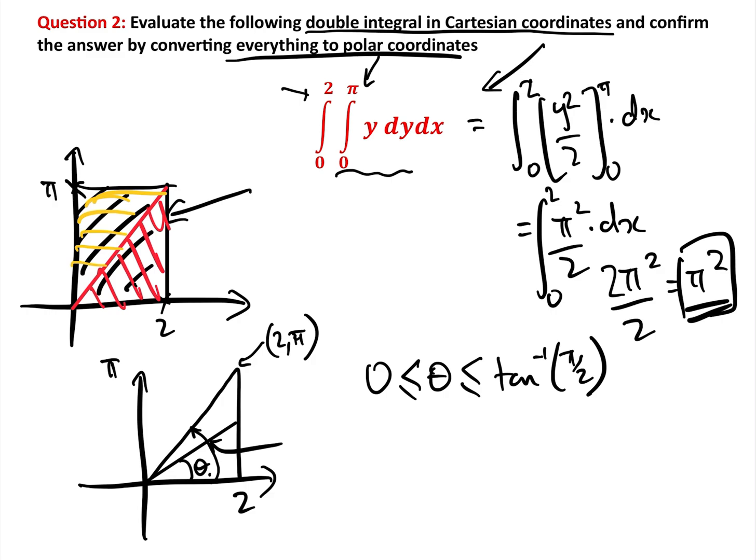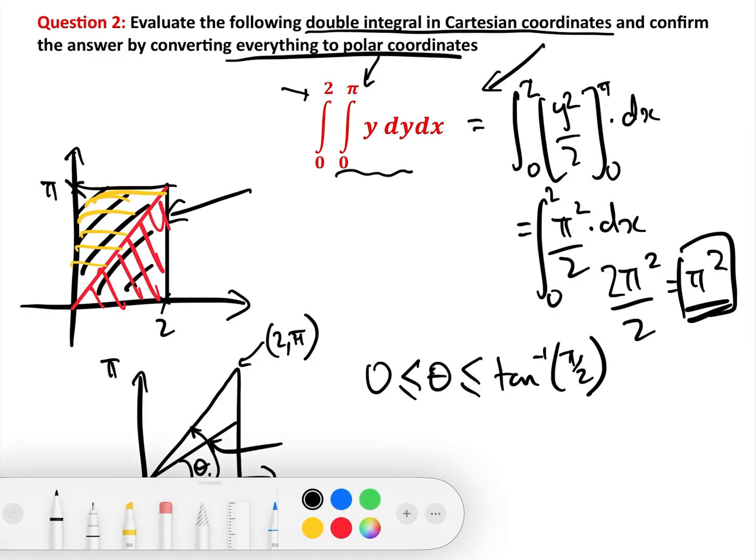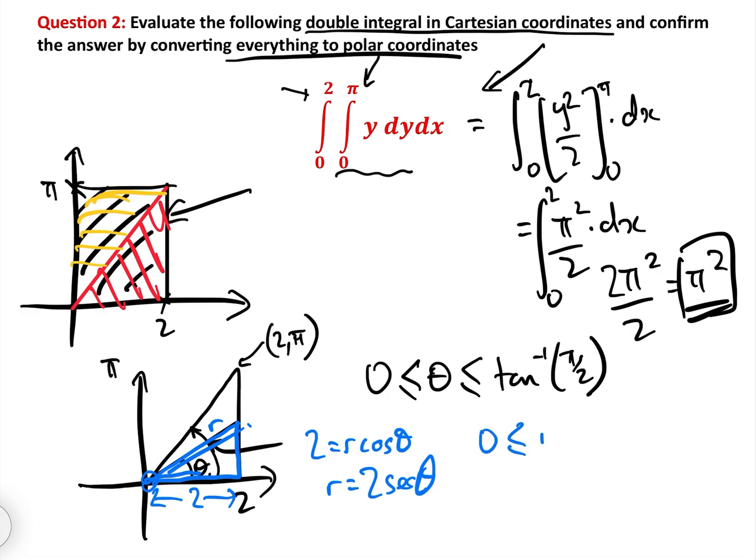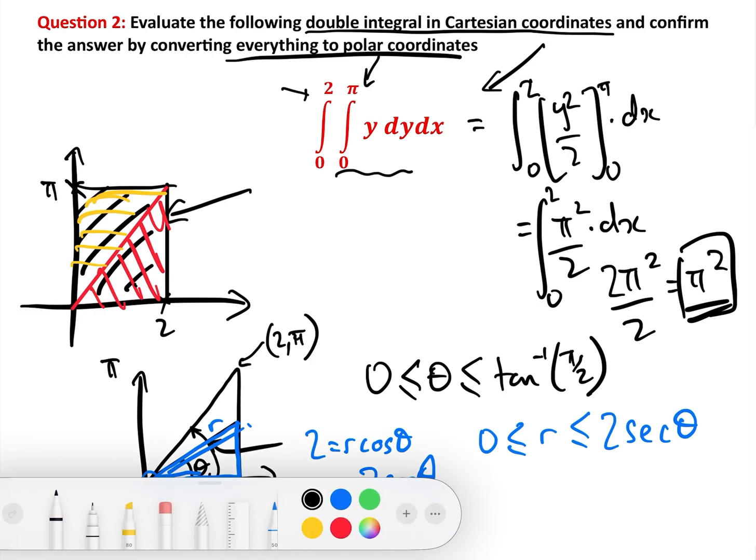But what about r? Well, we know from this triangle here, and again, let's change the colour, make it a bit easier. So we know from this triangle here, and that's a random point r, and here is r here, and we know that this bit here is always 2. So basically we know that 2 equals r cos theta, therefore r equals 2 sec theta. And so we know that r will go from 0 to 2 sec theta. Okay, so that'll be 0 less than or equal to r less than or equal to 2 sec theta. So now we have our limits.